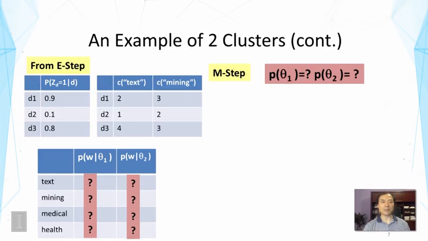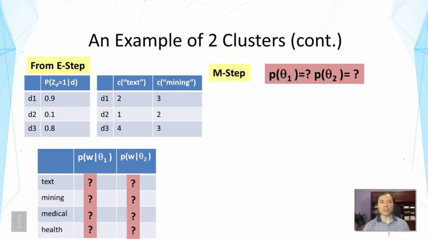So from the E step, we can see our estimate of which distribution is more likely to have generated the document D, right? And you can see D1 is more likely from the first topic, whereas D2 is more likely from the second topic, etc. Now let's think about what we need to compute in the M step. Well, basically we need to re-estimate all the parameters. Let's first look at P of theta 1 and P of theta 2. Well, how do we estimate that?